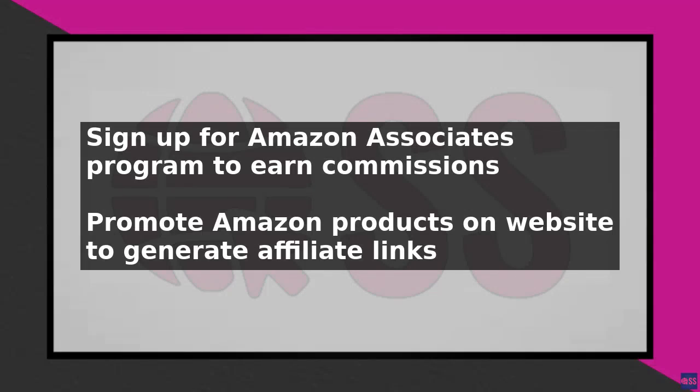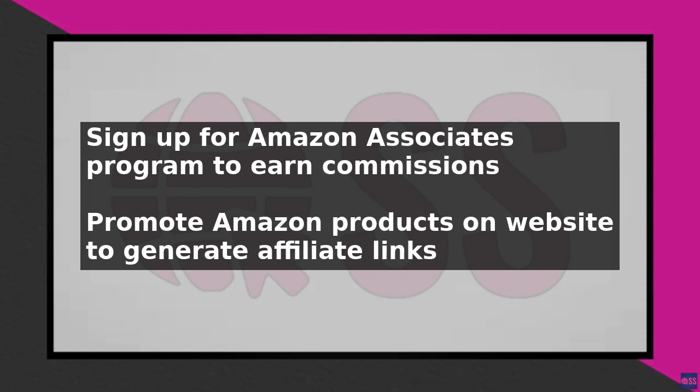To add Amazon affiliate links to your GoDaddy website, start by signing up for the Amazon Associates program if you have not already done so. This program allows you to earn commissions by promoting Amazon products on your website. Next, log into your Amazon Associates account and navigate to the Product Linking tab. Here you can search for the products you want to promote and generate affiliate links.